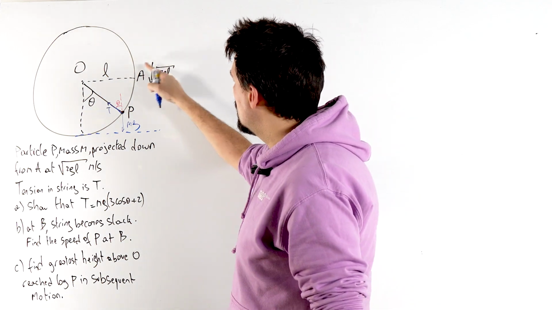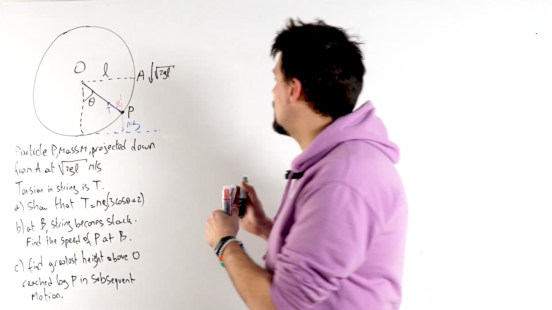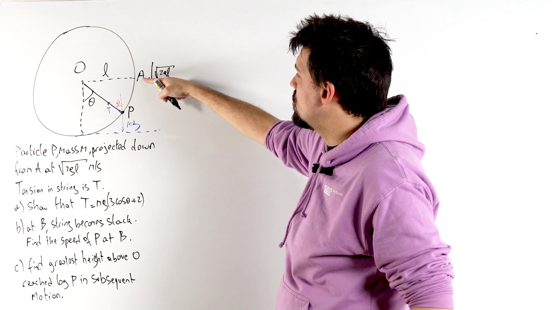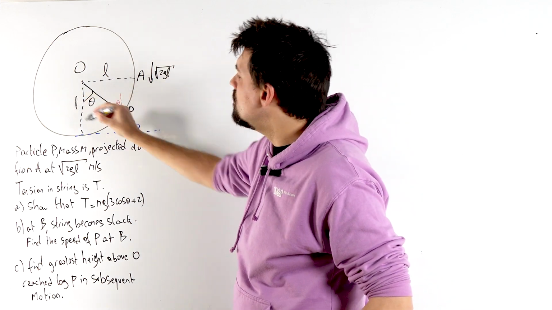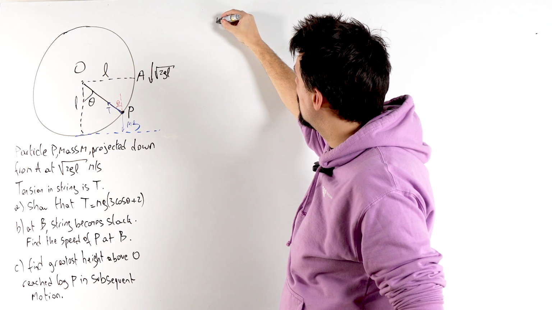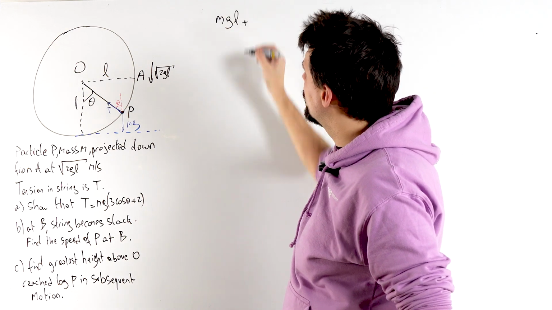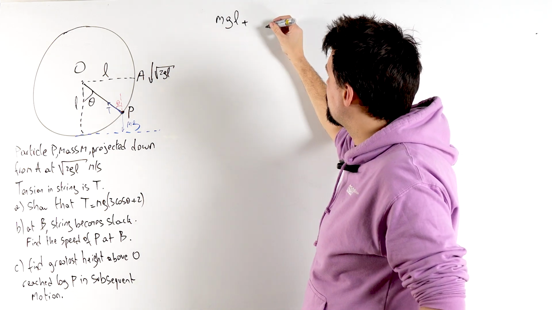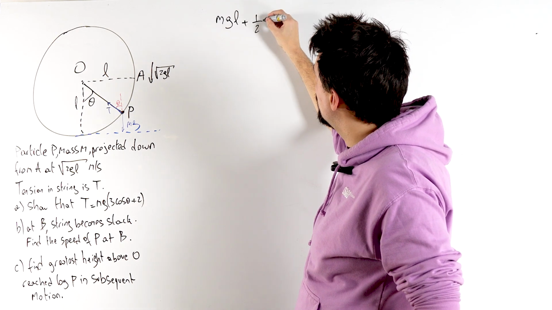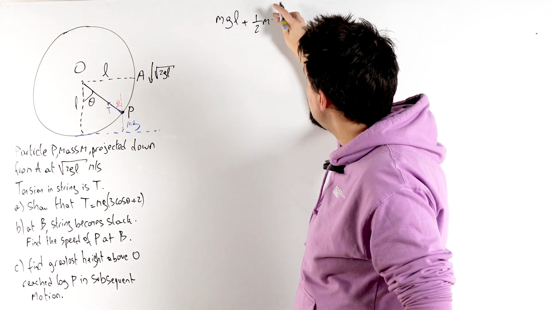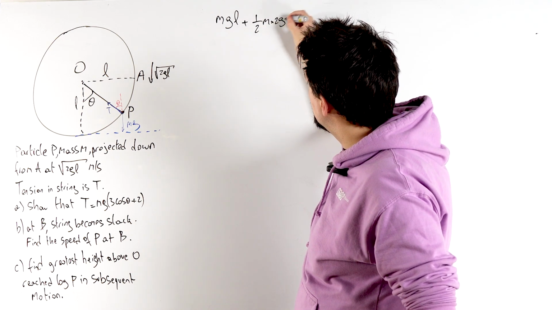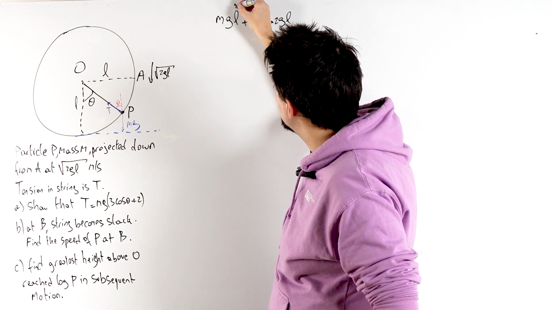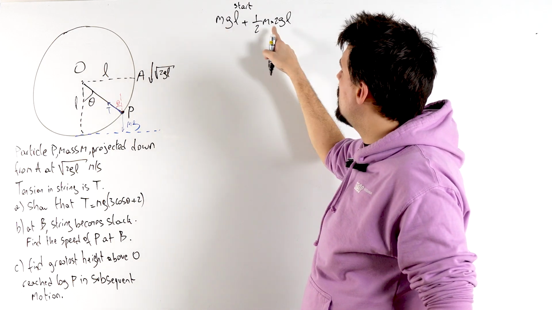Right, so let's look at the start, and we're going to use conservation of energy. How much energy is there at the start? Well, we've got potential energy. We are a height L above the bottom of the circle, so we've got mgL. And we've got kinetic energy, since we've given our particle some. So we end up with half mv squared, where v squared is 2gL. So that is my total energy at the start: potential energy and kinetic energy.